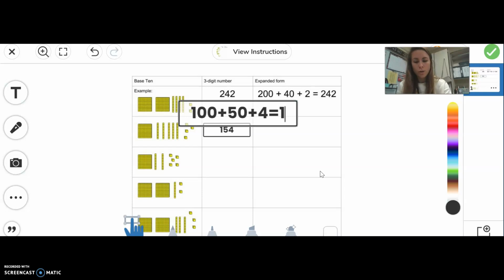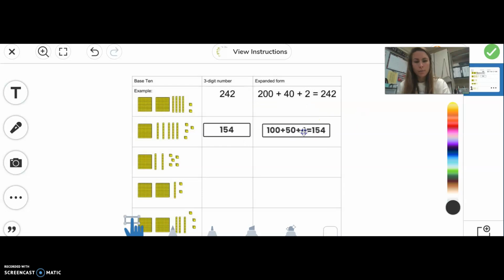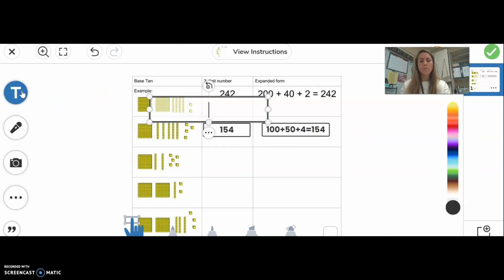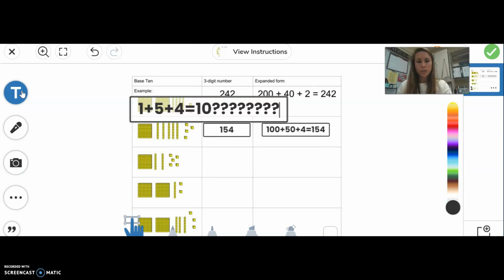154 equals 154. Okay, and then I'm going to make that a little smaller, if it'll let me. There we go. And I'm going to put it in my box. Now, if I were to look at 154 and write 1 plus 5 plus 4 equals, well, that actually equals 10, which is not the number that I'm looking for. So make sure you look at the place value and put the appropriate zeros on the end.